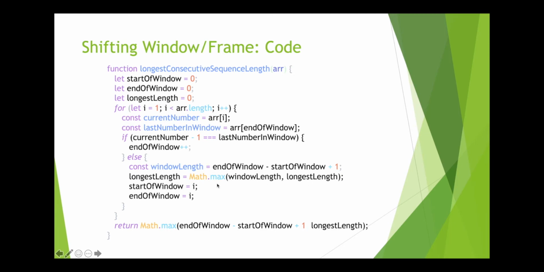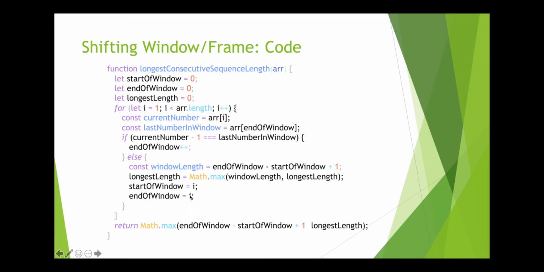So between itself and the window length, right? So the longest length that I previously stored and the current window length. And then basically here, we're going to reset our window, right? So we're going to reset the start and end of our window to I. And remember, we're resetting it to I here because I is basically always going to be ahead of start of window and end of window because we started at 0, right?